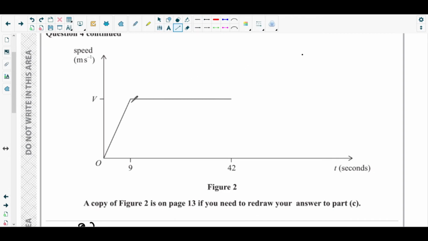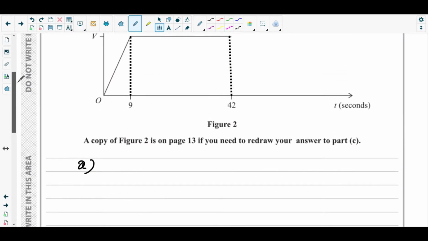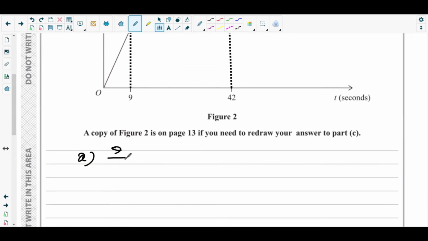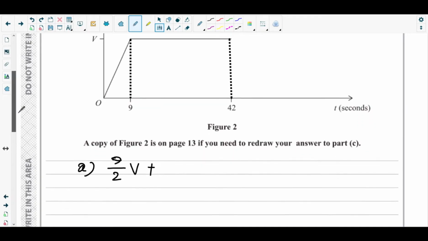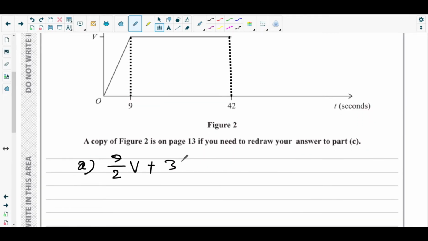We can divide the speed time graph into 2 parts. The first one is a triangle and this is a rectangle. The area of the triangle is half times base 9 times v, so 9 over 2 v, plus the area of the rectangle, which has width 42 minus 9, which is 33, times v, so 33v. This equals 120.